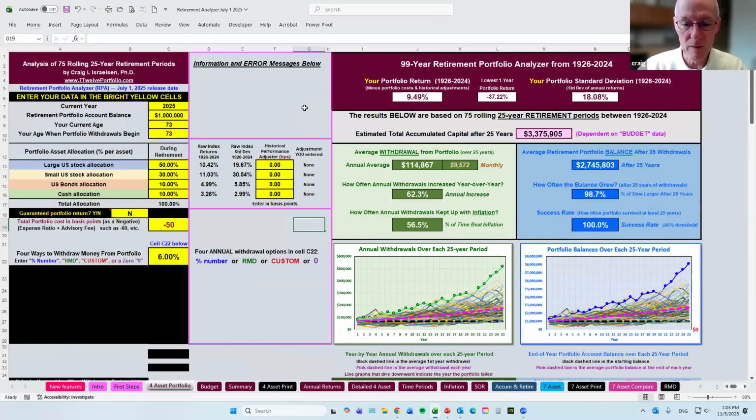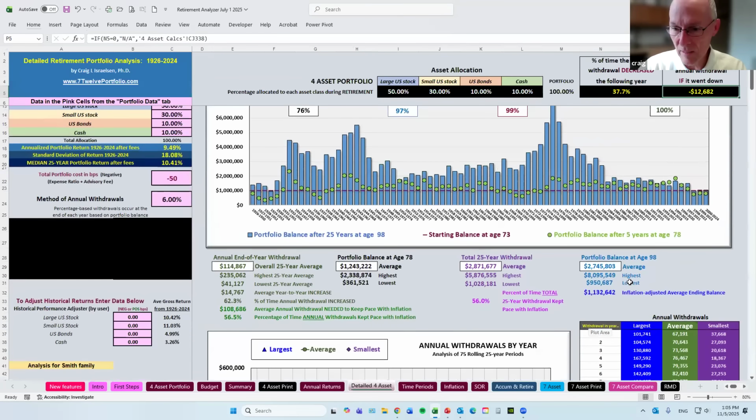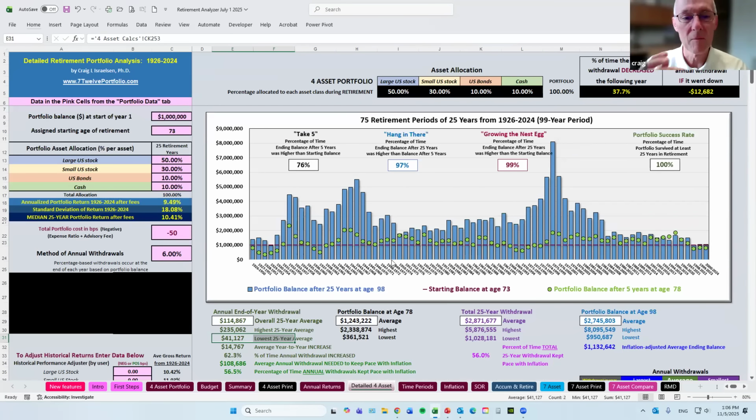And if you can live with it, let me just turn to the detailed for asset. You can come down here and say, what's the lowest ending balance? What's the lowest total 25-year withdrawal? What's the lowest balance at age 78? What's the lowest end of year withdrawal average? And if you can live with some of those worst case scenarios, that's when I think you say, all right, I am going to stop worrying about this.